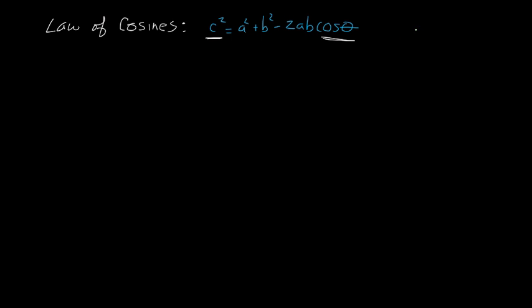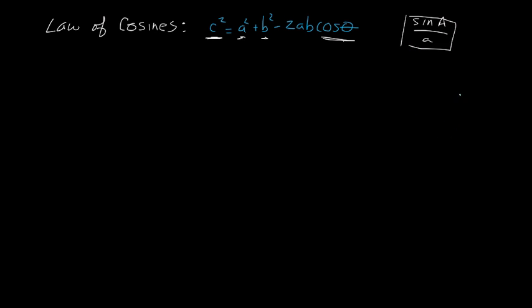So in the law of sines, we had to have one complete ratio. We had to have sine of an angle over its opposite side, and then one other piece of information, either another angle or another side. The law of cosines allows us to solve when we don't have one of these complete ratios.